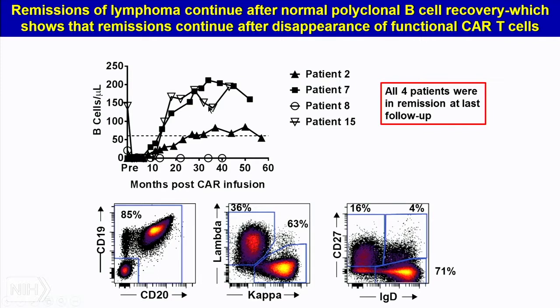These are normal polyclonal CD19 positive B cells. And below in the FACS plots, we show some of the FACS plots. This one shows that the recovering B cells do indeed express CD19. And so here we have the B cell level on the y-axis, the months post-CAR T-cell infusion on the x-axis, and then this dashed line shows what a normal level of B cells is. So the normal level of B cells is about 61, so that's where the dashed line is.